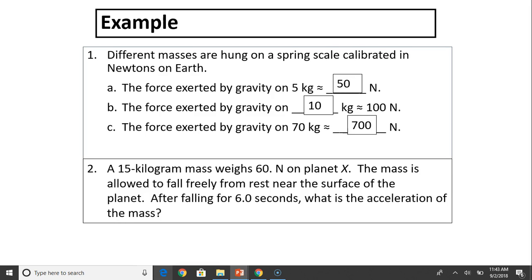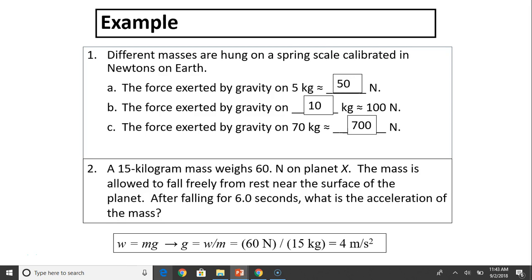Next question, a 50 kilogram mass weighs 60 newtons on planet X. So you know the mass, you know the weight. The mass is allowed to free fall from rest near the surface of the planet. After falling for 6 seconds, what is the acceleration? Well, if you know the weight and you know the mass, you can figure out acceleration. You don't need a time. So acceleration is weight divided by mass, 4 meters per second squared.